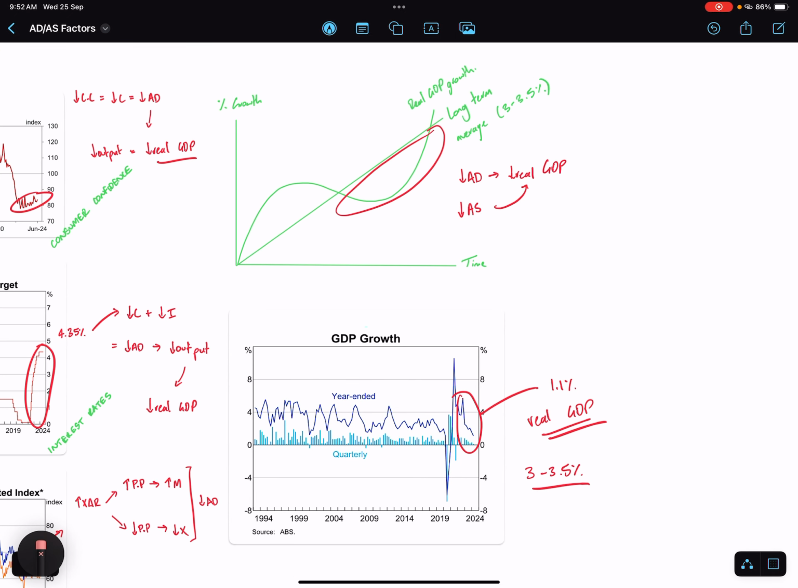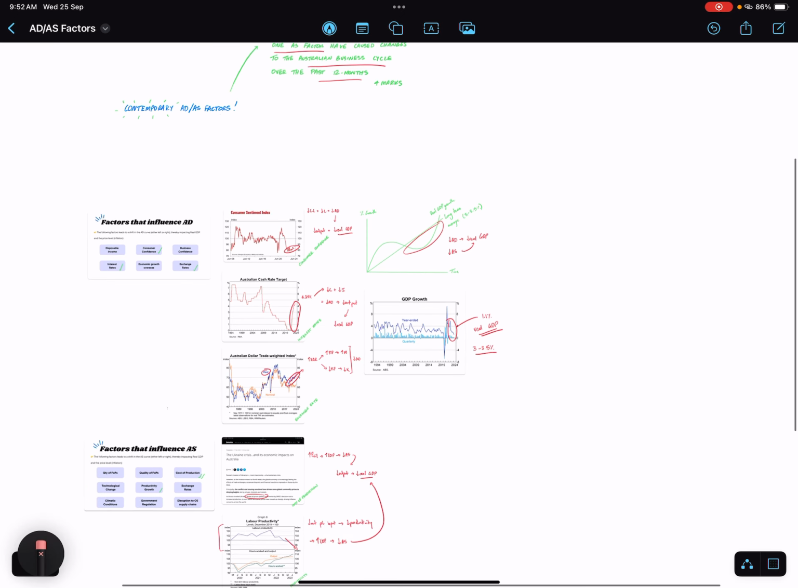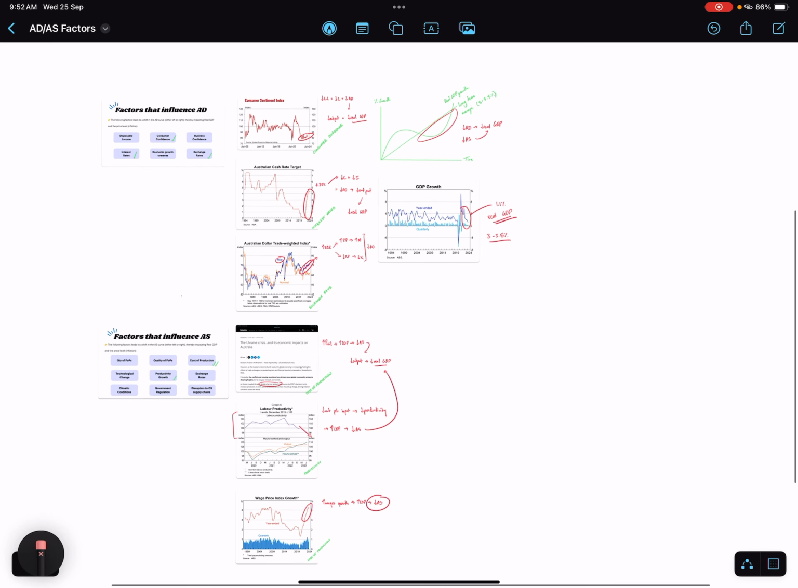I'm hoping that that gives you a little bit of context. You've got 6 factors that you could speak to, 3 AD and 3 AS. Have them ready to go, and it doesn't need to always be with respect to the business cycle. It could also be with respect to the achievement of the macroeconomic goals. It could be to do with living standards, but just a quick snapshot of some of the things that have been happening in our Australian economy over the past 12 months. I hope that's helpful.